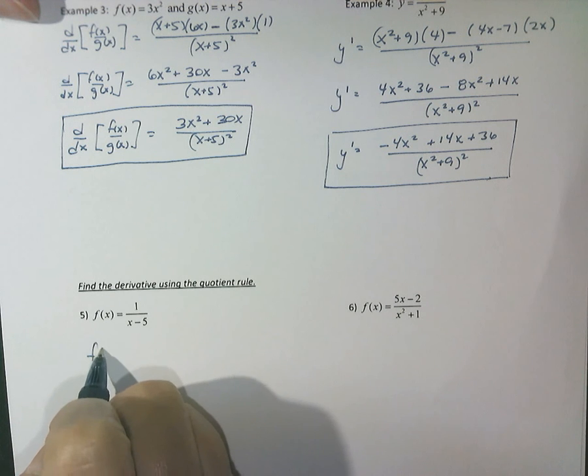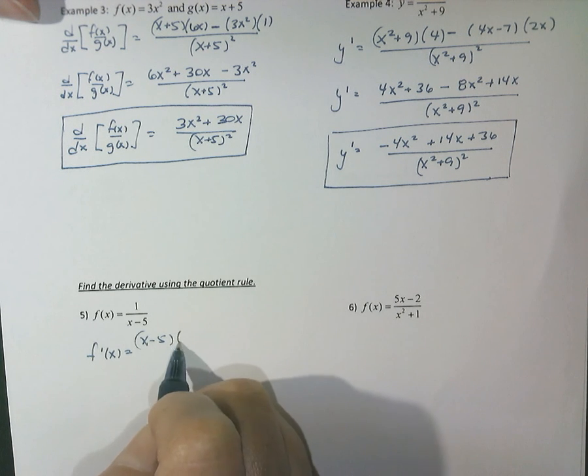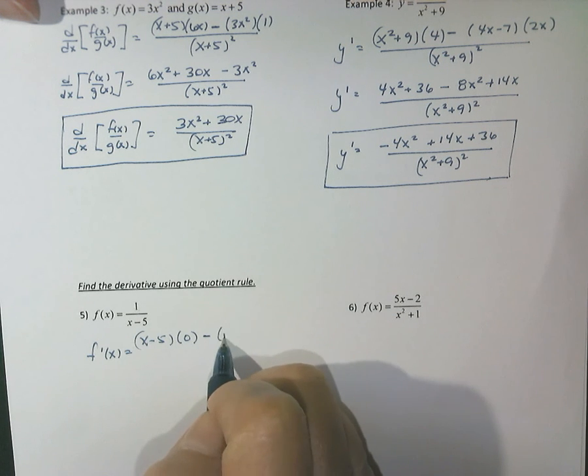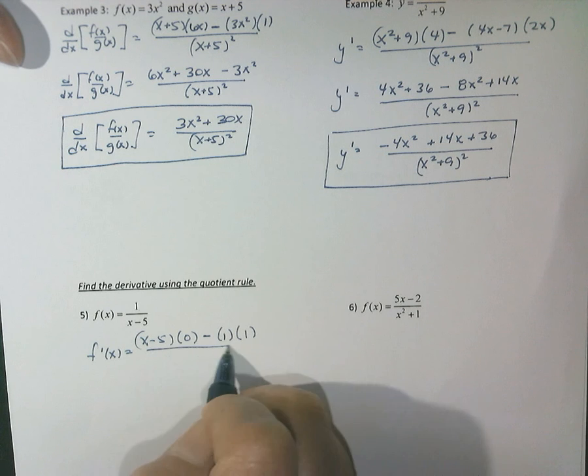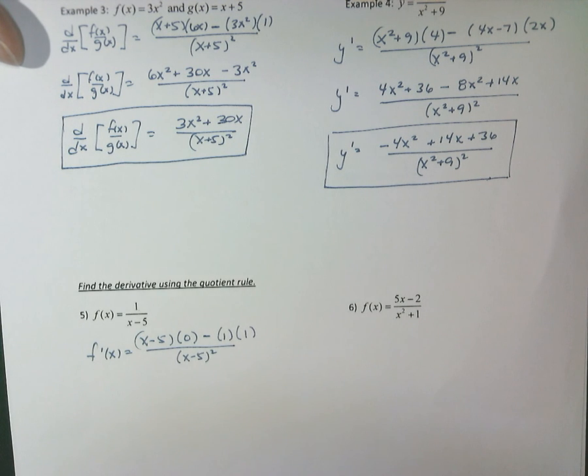So the derivative is going to be the denominator times the derivative of the numerator. The derivative of the numerator is 0. Minus the numerator times the derivative of the denominator all over the denominator squared. And I do look for this.